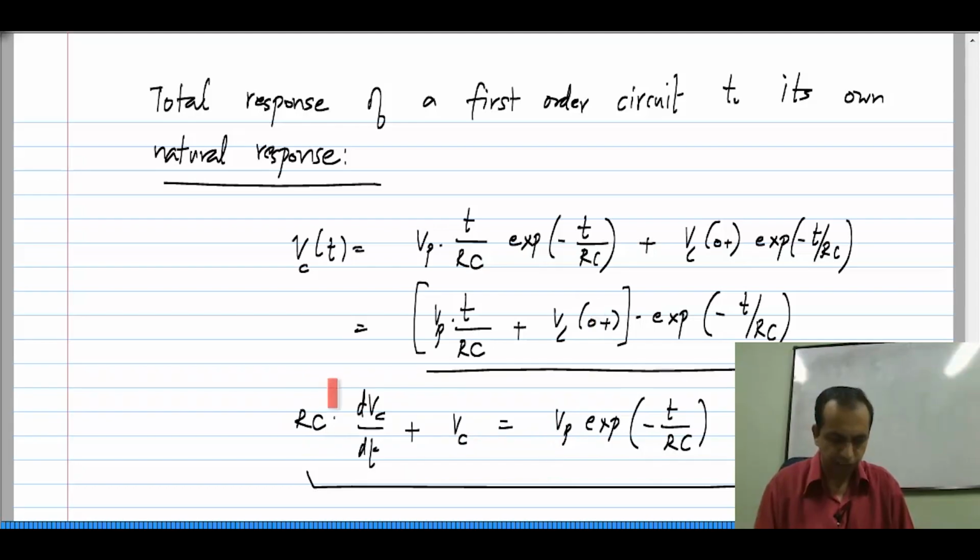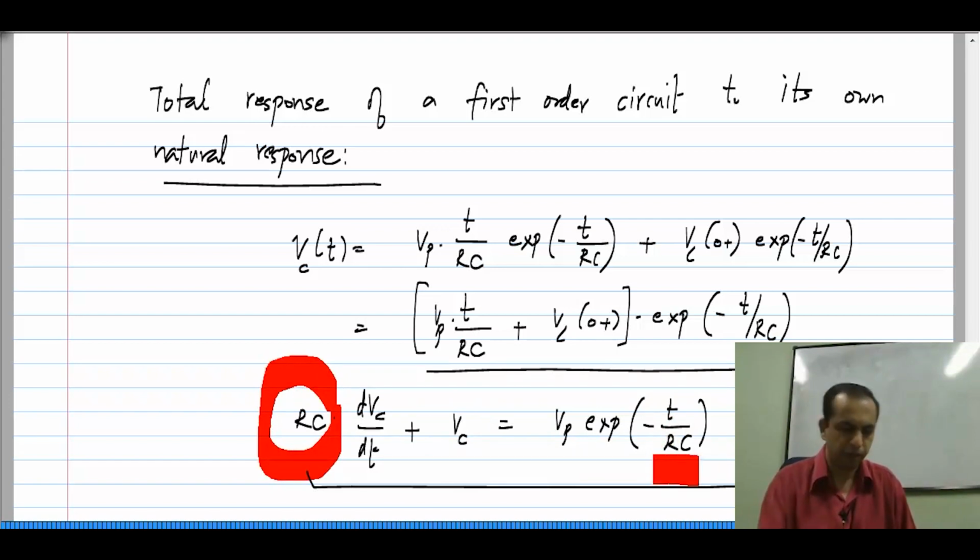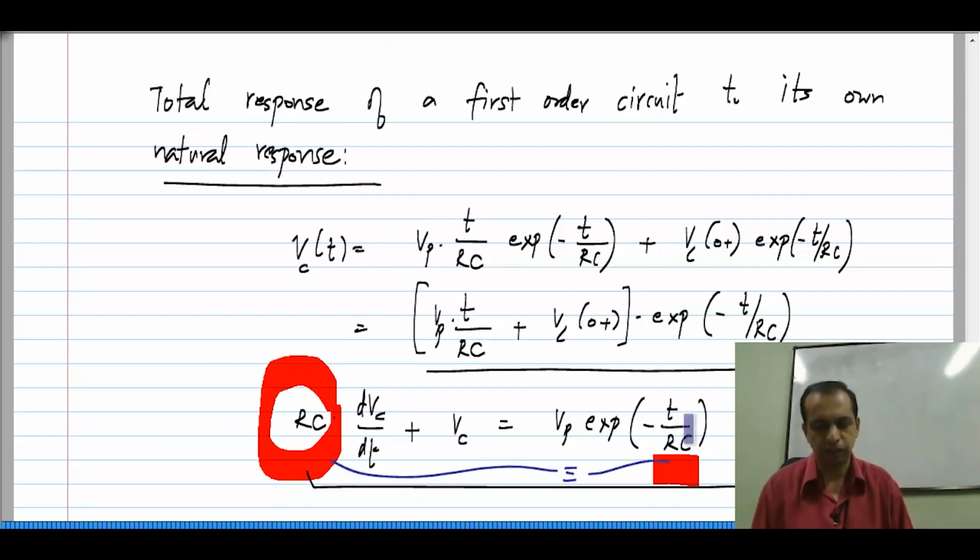The important thing is here, let us say the coefficient of Vc is 1, then this coefficient is the time constant, and the time constant of this exponential is exactly the same. So, when the time constant of the differential equation is the same as the time constant of the exponential on the right hand side, you will get this solution. Now, some other terms could be scaled. Instead of this Vp, you could get something else here, and that will appear in this position.